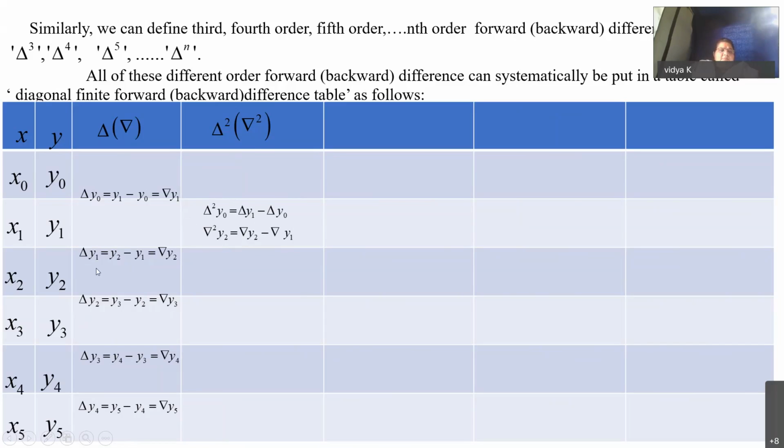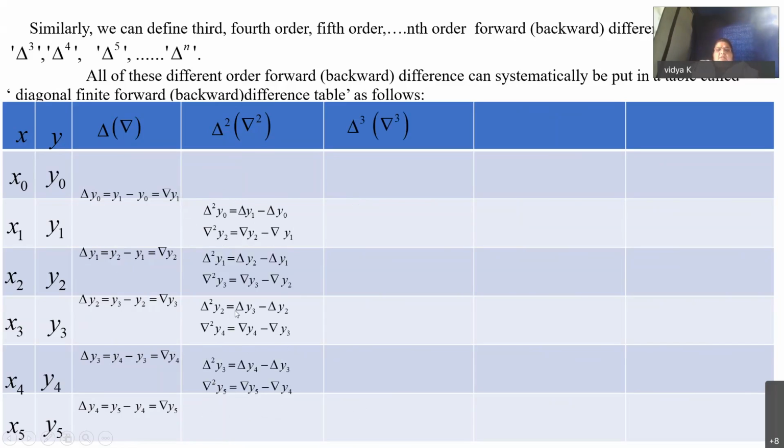Similarly, you do this minus this, which is the same as doing this minus this. What do you get? You get delta square of y1. It is delta y2 minus delta y1. Or what is nabla square y3? Nabla y3 minus nabla y2. But the value is the same. So similarly, you complete the rest of the things.